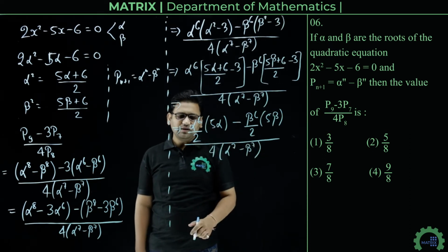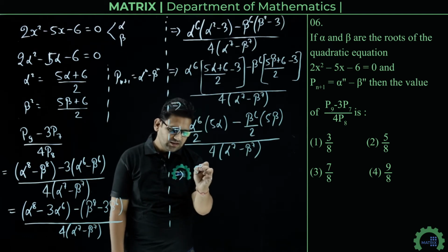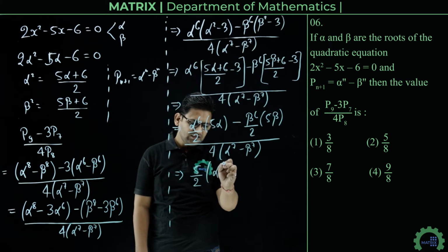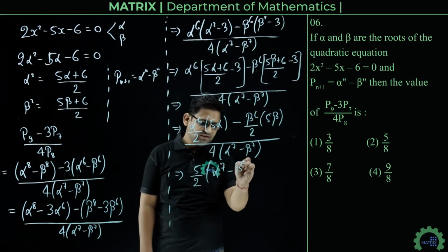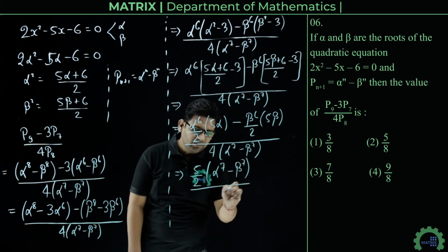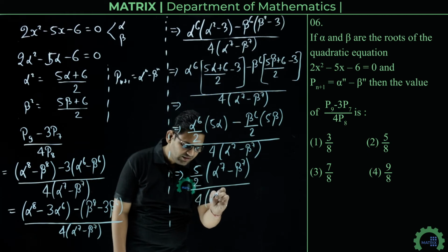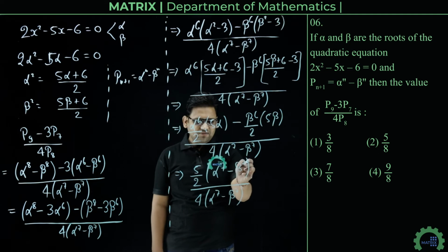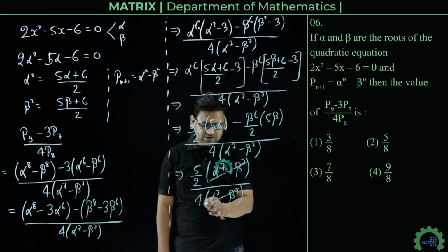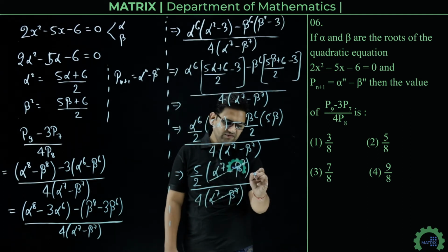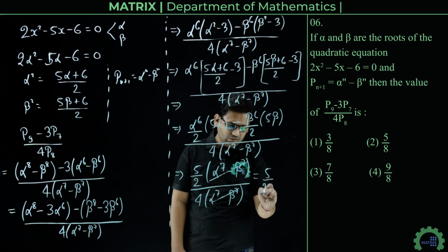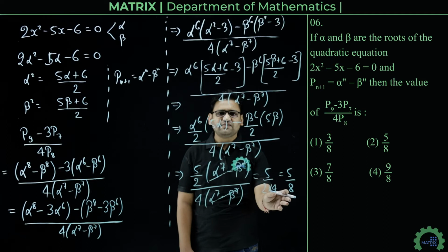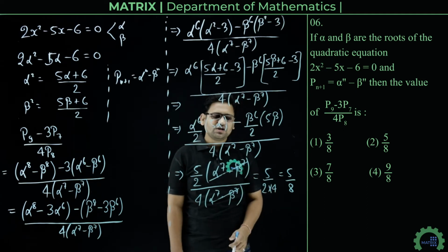Taking 5 by 2 common from the numerator, we get (alpha raised to power 7 minus beta raised to power 7) whole divided by 4 times of (alpha raised to power 7 minus beta raised to power 7). So alpha raised to power 7 minus beta raised to power 7 cancel out each other. So finally we get 5 by 2 into 4, that is 5 by 8. So this is our answer, 5 by 8, which is option number 2.